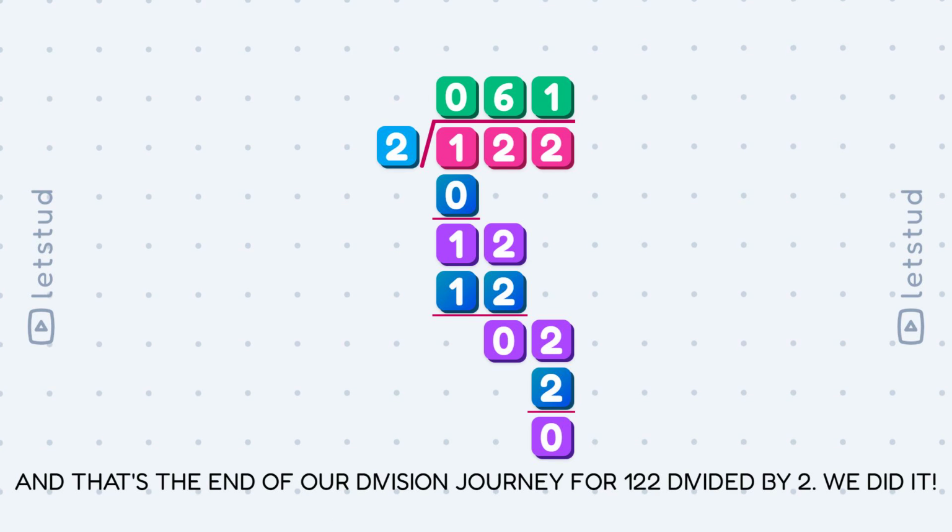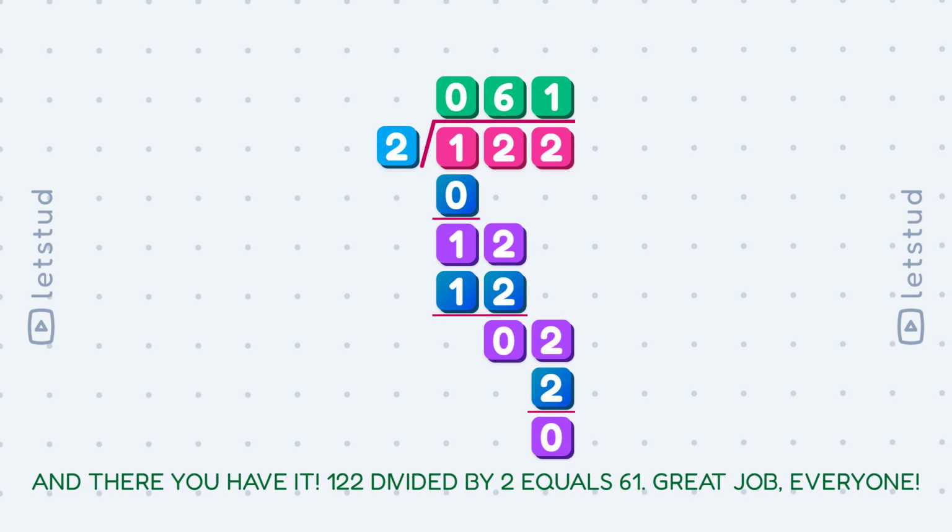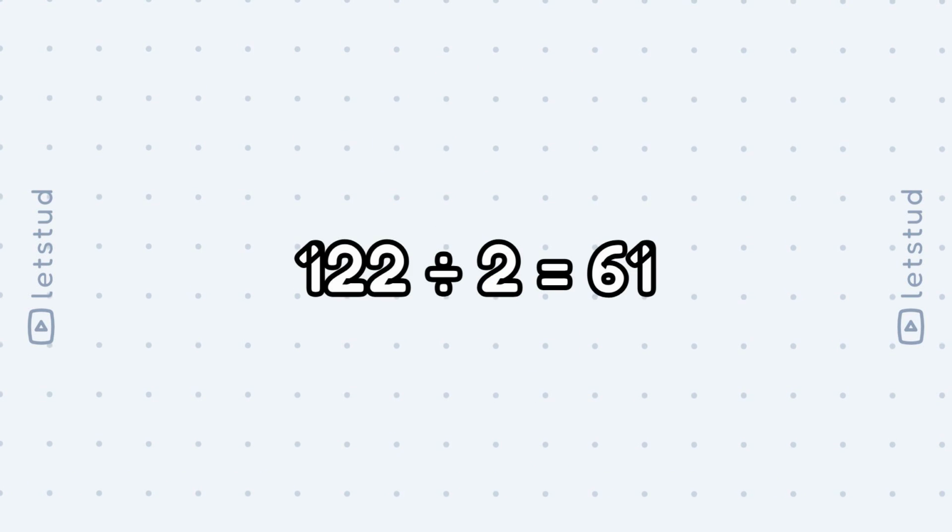And that's the end of our division journey for 122 divided by 2. We did it. And there you have it. 122 divided by 2 equals 61. Great job, everyone. We've successfully divided 122 by 2, step by step. Remember, even big numbers can be handled with patience and a little bit of math magic. Keep practicing, and you'll be a division whiz in no time.